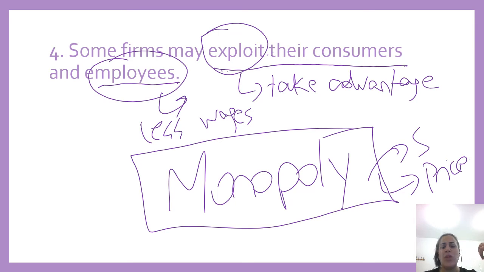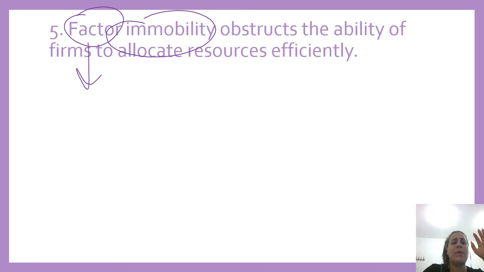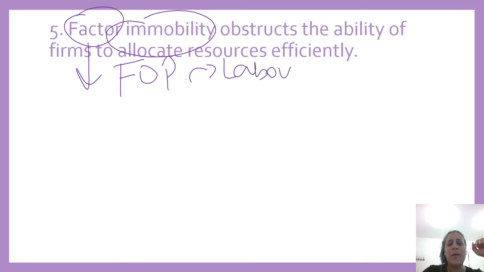Okay, and they will not give them the suitable working conditions. Probably they would make them work overtime without getting paid extra and so on. Okay? The fifth way is factor immobility. Remember, whenever I'm talking about factor, I'm talking about factors of production. So specifically in this example, I would be talking about labor and I would be talking about capital.